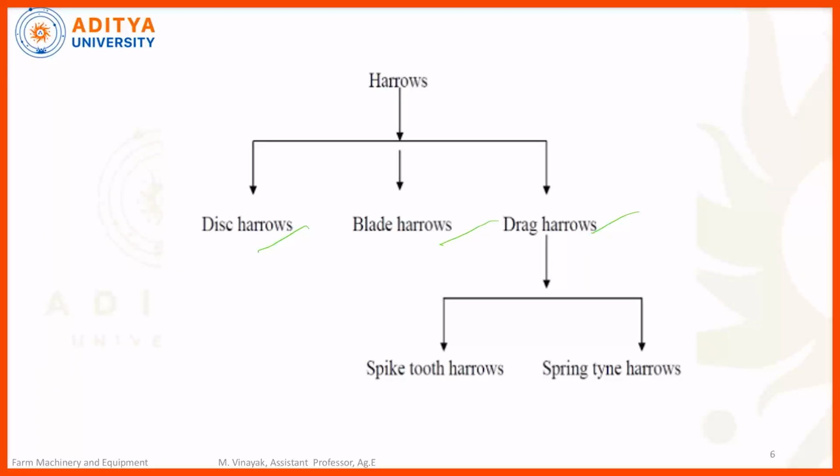Suppose we take the disc harrow. Already we have seen the disc plough. In place of the disc, we are mounting a similar disc structure, creating serrated edges on the disc of the plough. Then blade harrow and drag harrow. Regarding the drag harrow, there are the spike tooth harrow and spring tooth harrow. In detail we can see them.